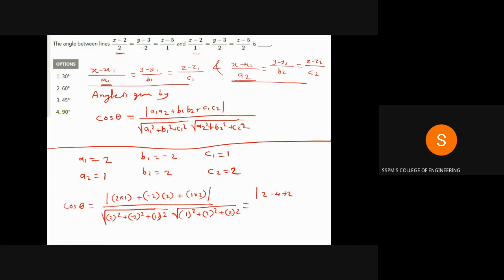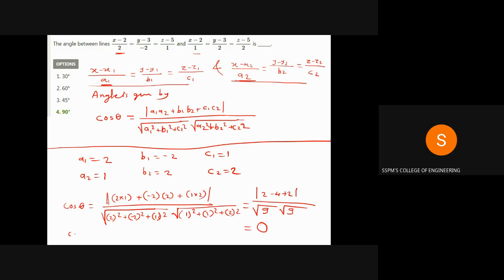In the numerator we get 2 into 1, which is 2, minus 2 into 2, which is minus 4, and 1 into 2, which is 2. In the denominator, in the first root we get 2 square is 4, 2 square is again 4, and 1 square is 1, so 4 plus 4 plus 1 is 9. Similarly the second root is also root of 9, that is 3. In the numerator, 2 plus 2 is 4, 4 minus 4 is 0, and 0 divided by 3 is 0. So the whole value will be 0.